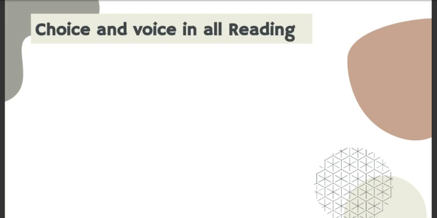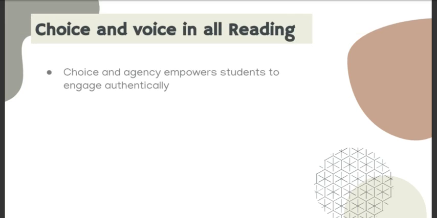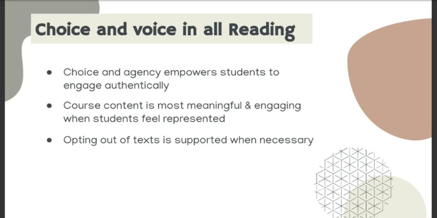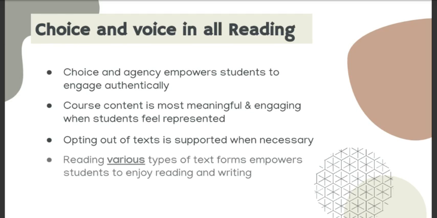Students should have choice and voice in all reading. Through choice and agency, students are empowered to engage with texts and each other in an authentic way. Course content is most meaningful and engaging when students feel as though they are seen and represented. Opting out of texts is encouraged and supported when necessary.